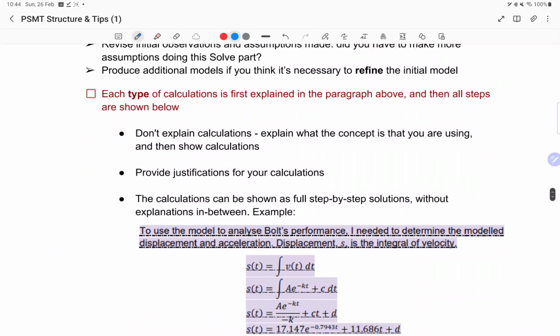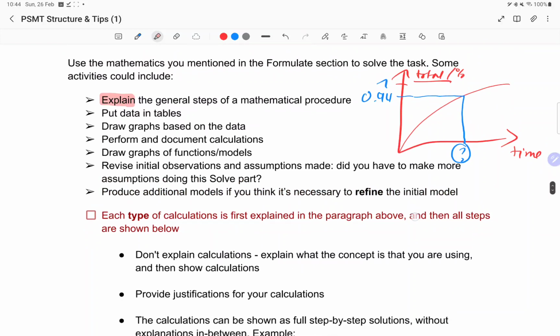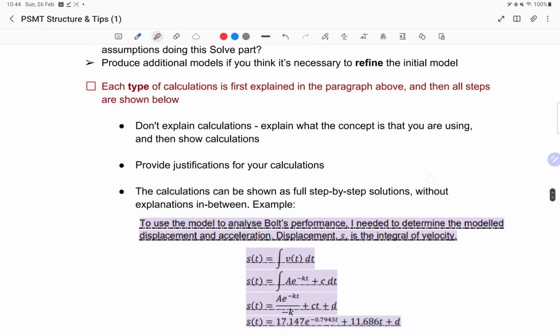Okay, so continuing, just a few more points. Each type of calculation is explained first and then all the steps are shown.